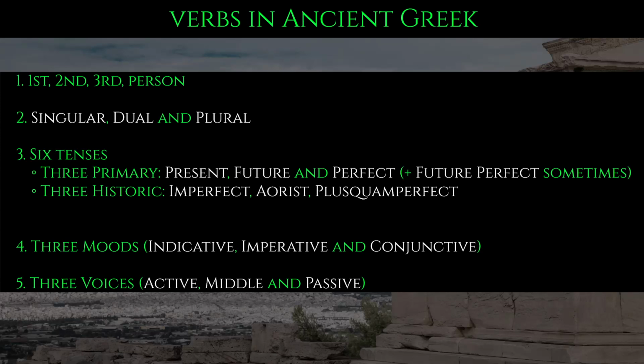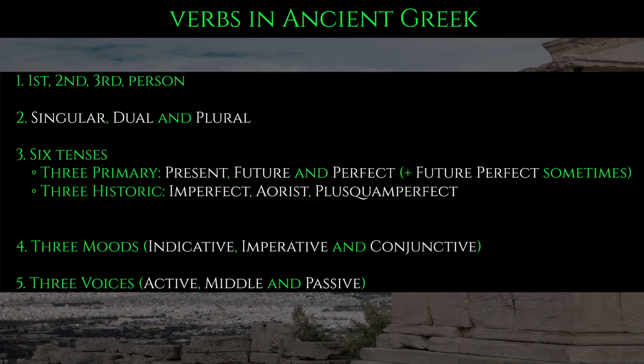Now, in this lesson, our third lesson in Attic Greek, we will talk a little bit about the verbs. Here, a quick reminder. Each verb has 5 properties. The person, here we have first, second and third. The number, here we have singular, dual, which means exactly 2, and plural.